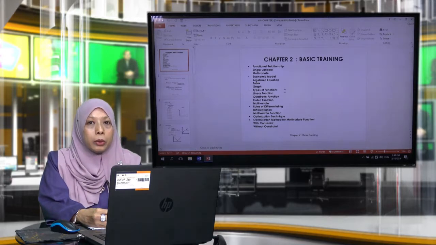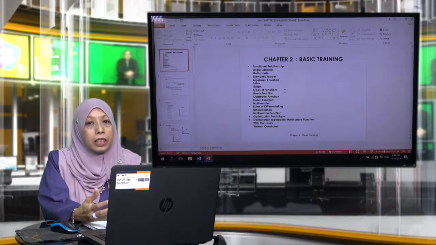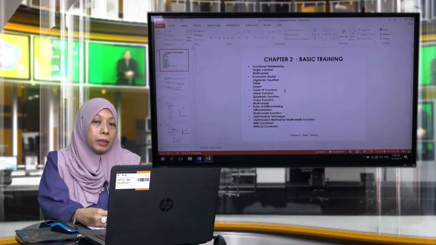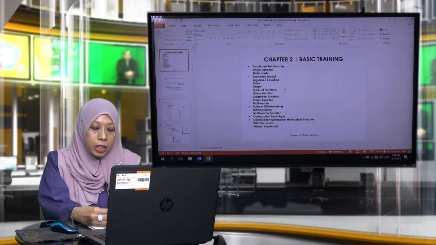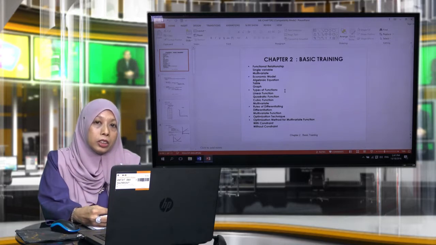Last week, we have already identified some of the objectives of the firms. The main objective of the firm is actually to maximize profits. Apart from the economic goals, there are also non-economic goals that firms try to achieve. So in this course, what we are trying to do is to help the managers to achieve all these objectives.